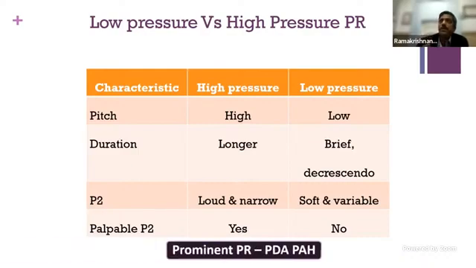If you find a prominent PR murmur, always think of PDA with PH. Mind you, one important caveat here: if you have a PDA with PH and you have a loud murmur, at times you can still have bounding pulses. So that is one reason where you can actually get it confused with AR.